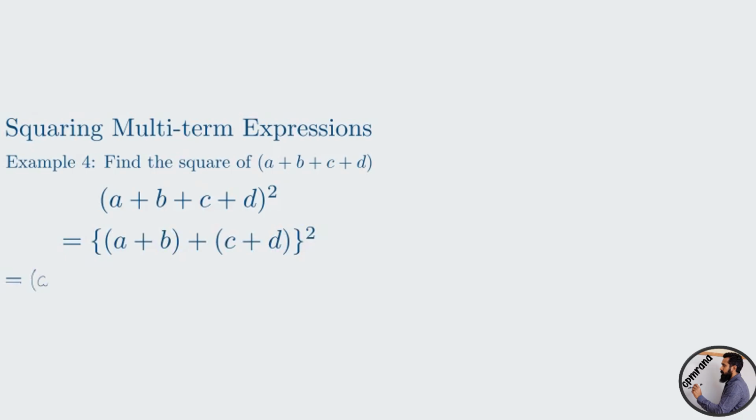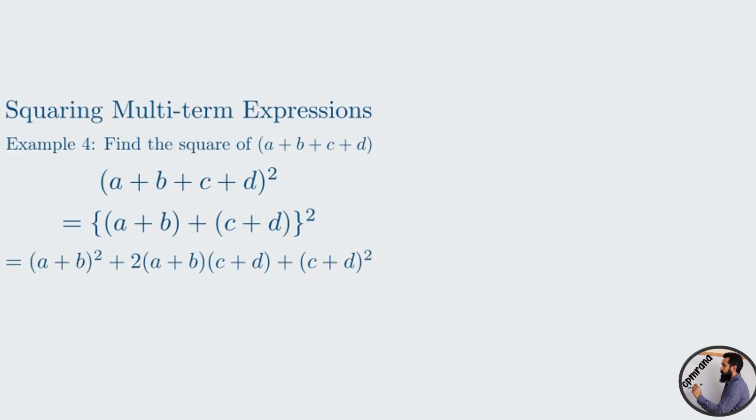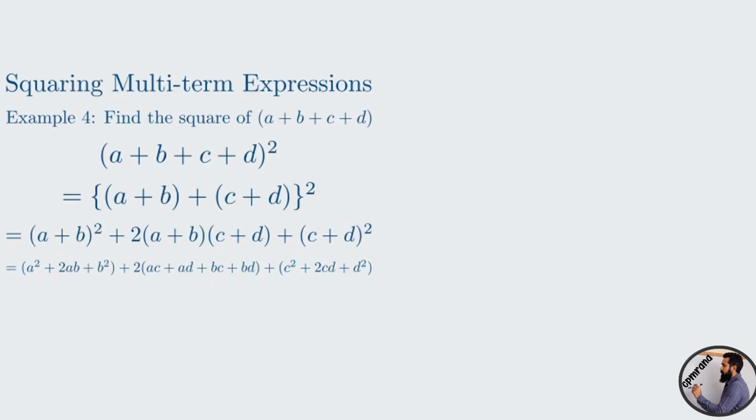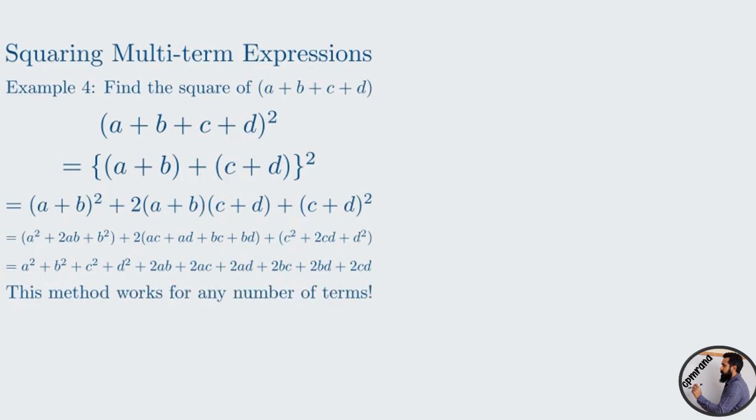We square the first group, add twice the product of the 2 groups, and square the second group. Next, we expand each part. The first and last parts are just our standard identity. For the middle part, we distribute the terms in the parentheses. Finally, we rearrange the terms to look neat. Notice the pattern. We have the square of every individual term, plus twice the product of every possible pair of terms. This grouping method allows us to square any polynomial, no matter how long.